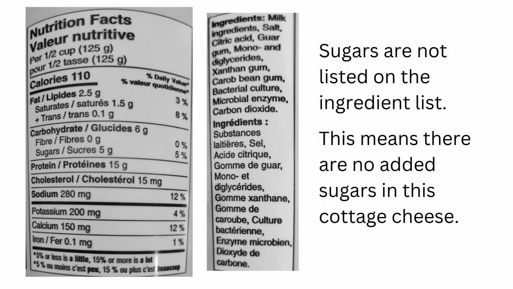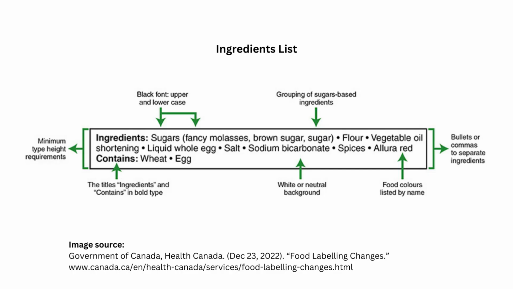So when you are looking at the nutrition facts table and the ingredient list, it is important to go and check the ingredient list to see if sugars is an ingredient. And if sugars are listed there as an ingredient, that means that there are added sugars in this product. One key tip for looking at the ingredient list is if sugars is the first ingredient on the list, this means that it is the highest ingredient in the product by weight, and therefore the product is unlikely to be a nutrient-dense food.